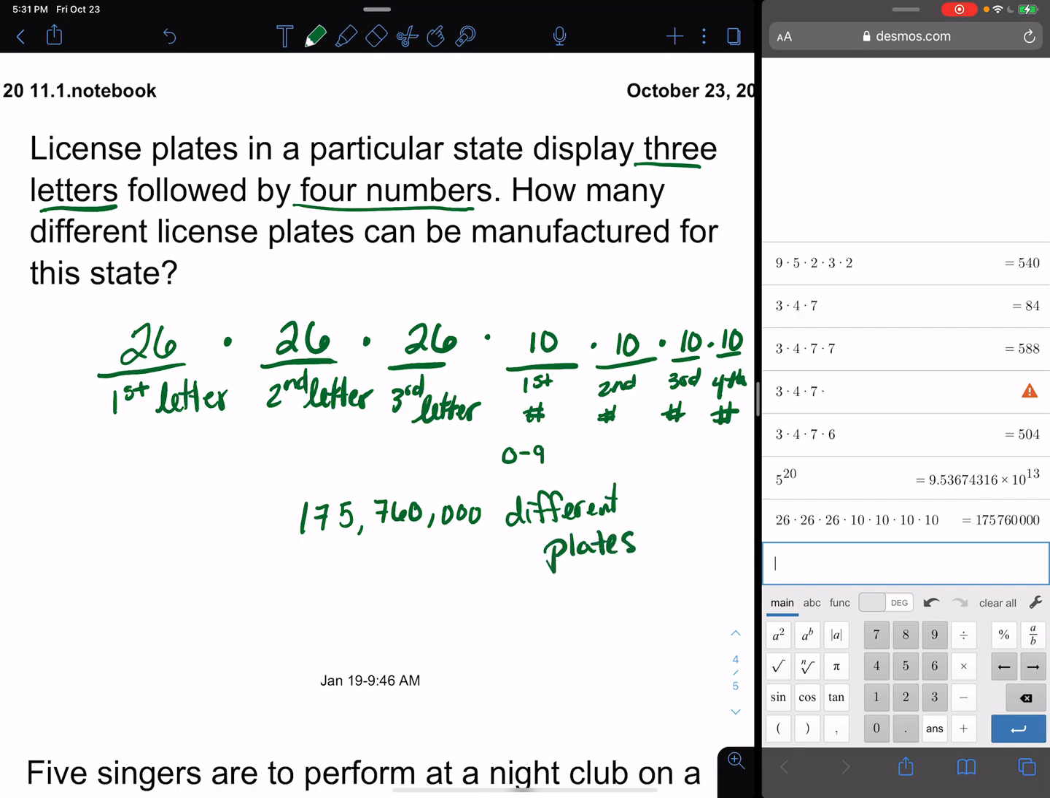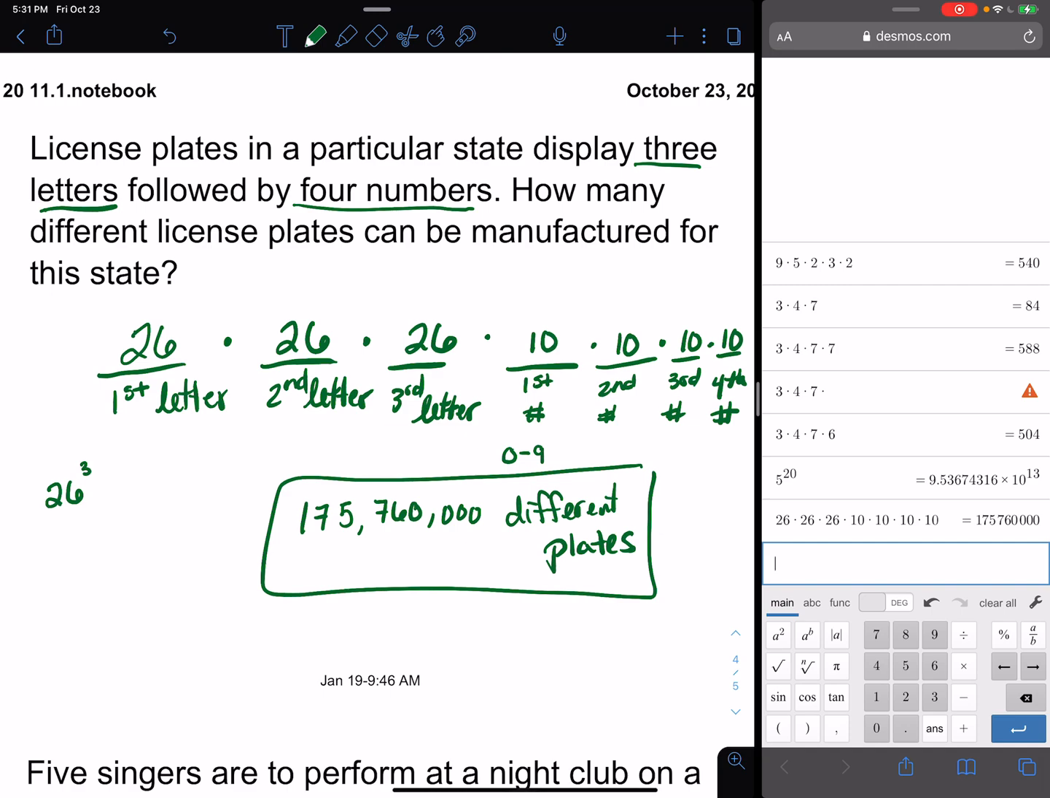One thing to keep in mind, if you didn't want to have to type everything in, the 26 is 3 times and the 10 is 4 times, you could have said that it's 26 to the third power, because there's 3 26s, times 10 to the fourth power. And if we double check, 26 to the third power times 10 to the fourth power, we get the same exact answer.